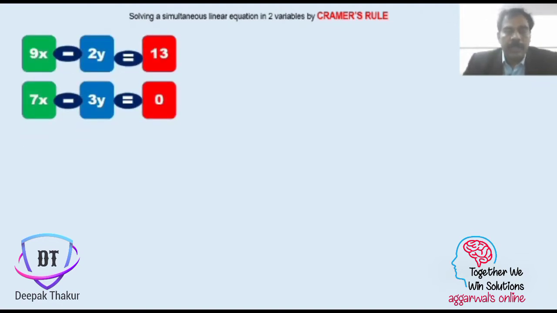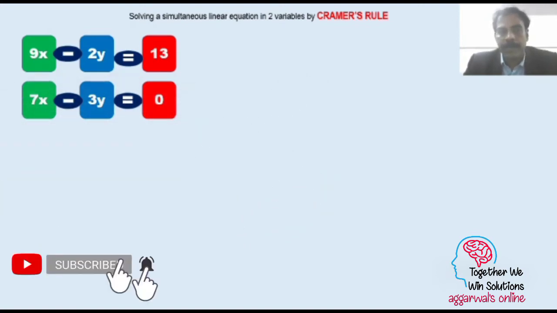Let us take one pair of simultaneous linear equations. The equations are given: 9x minus 2y equals 13, 7x minus 3y equals 0. And here you can see that there are three columns A, B, C and two rows.